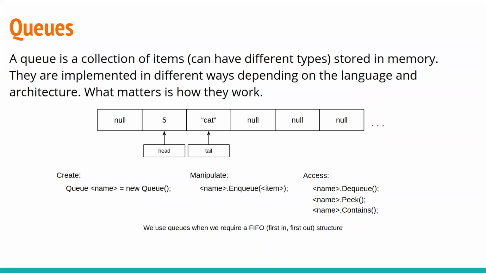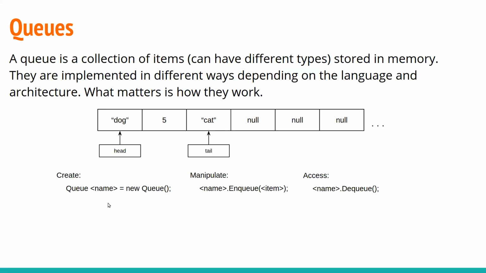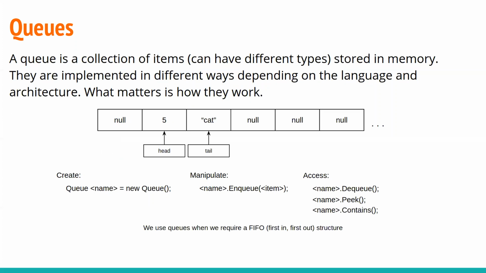First in, first out. Because the first thing we added to the queue, like dog in this case, is the first thing out of the queue, and then 5, and then cat. So the first thing in is the first thing out, FIFO. Okay, so remember that.